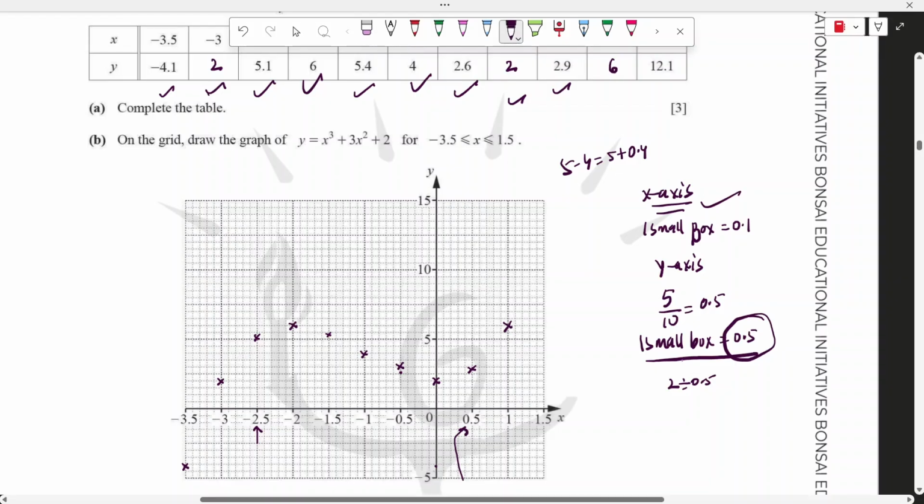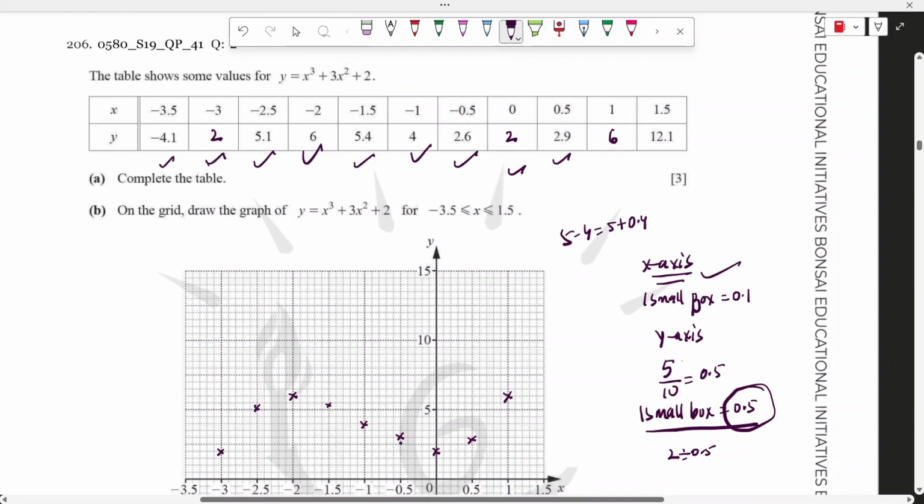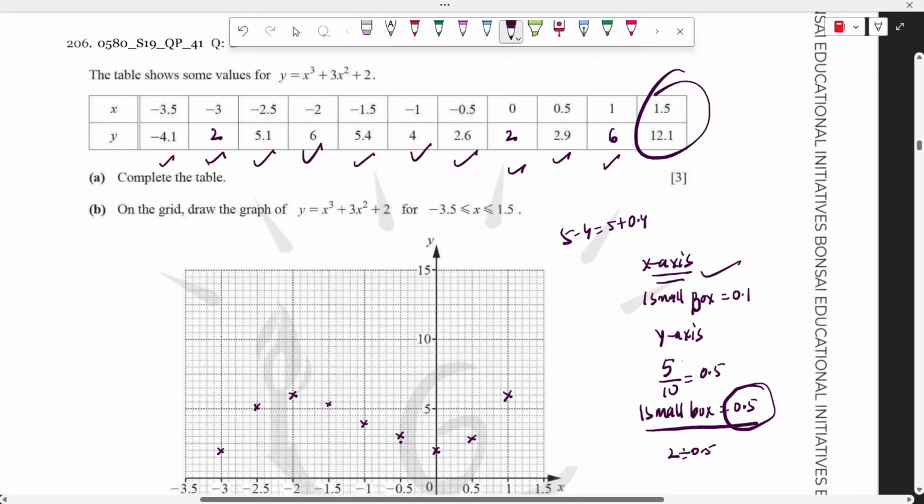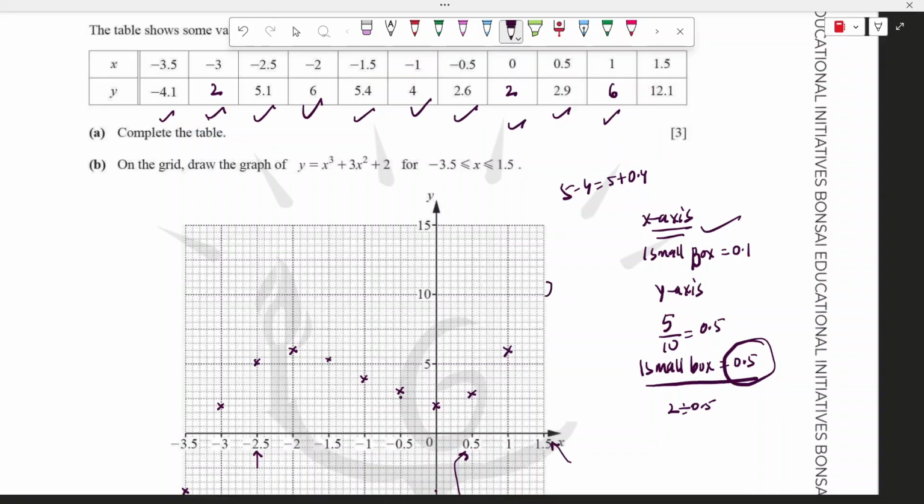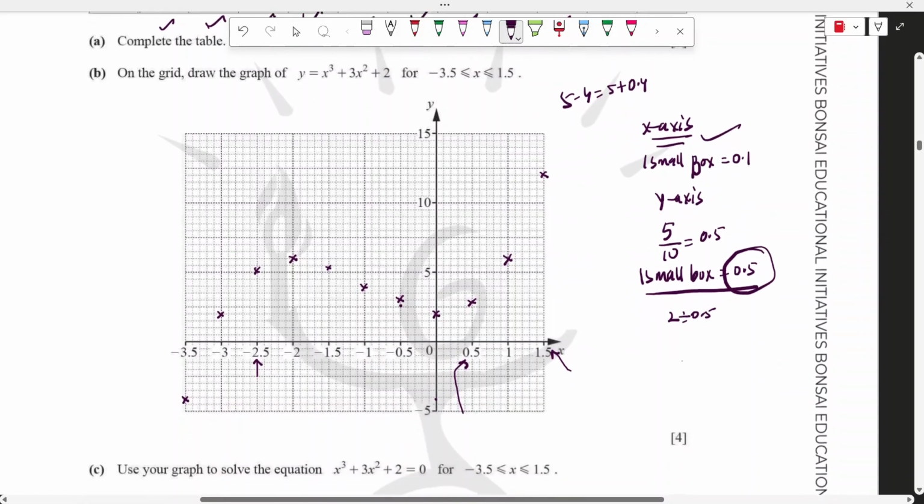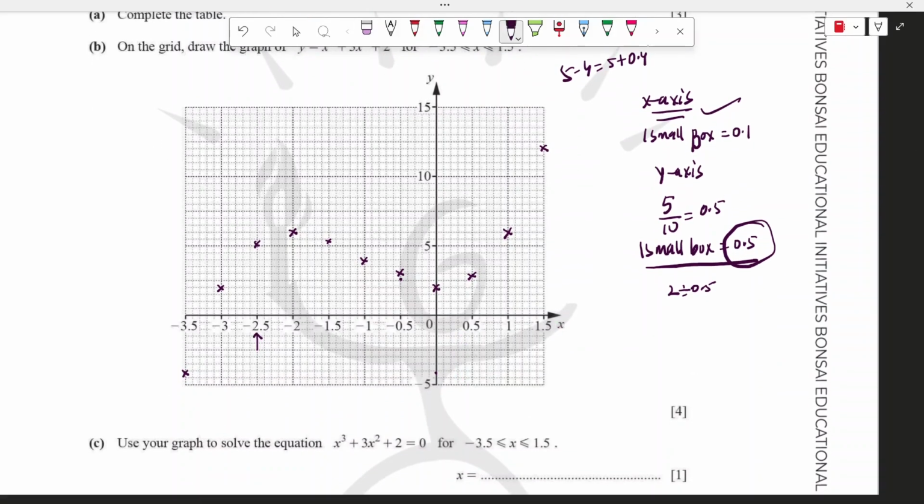And the last point is 1.5 comma 12.1. 1.5 is at the end of the graph, and for 12.1, this is 10, this is 11, this is 12, and approximately here. So this is the graph which we can plot here, and let us try to plot it.